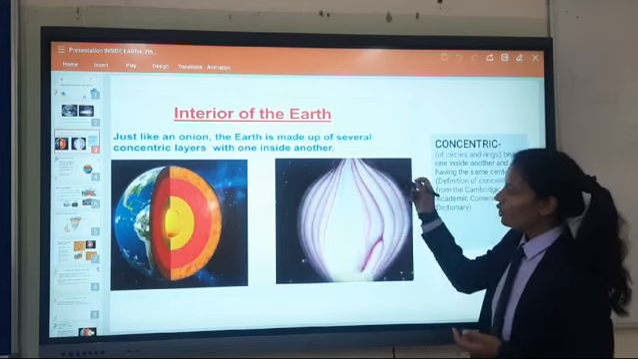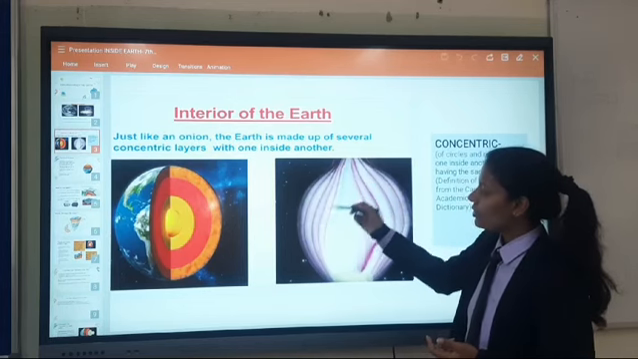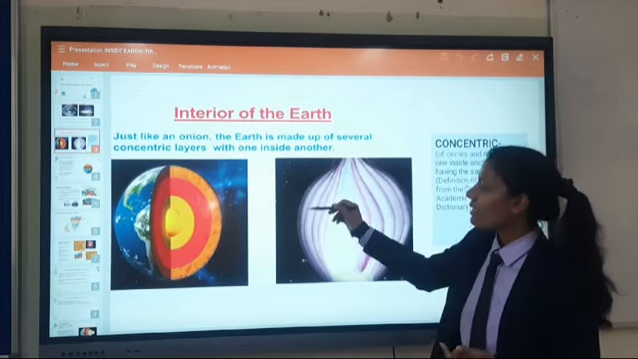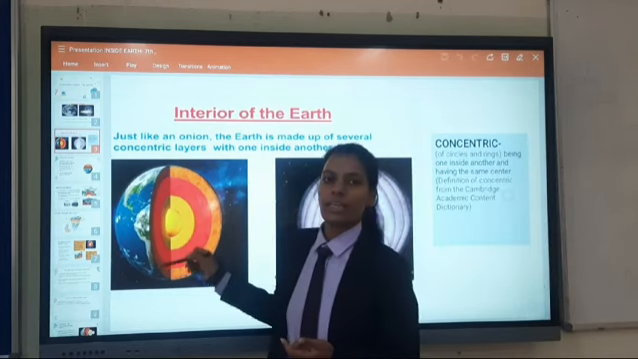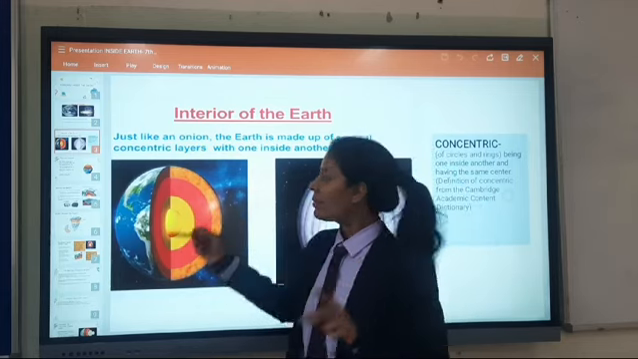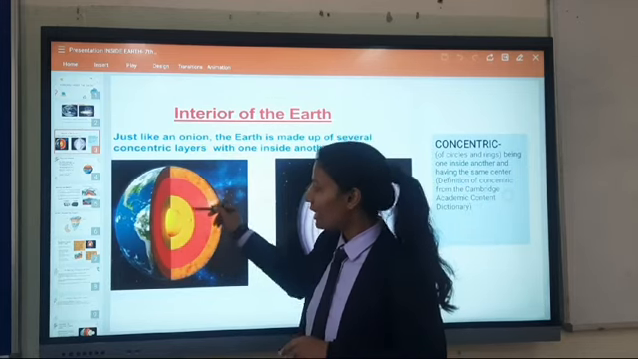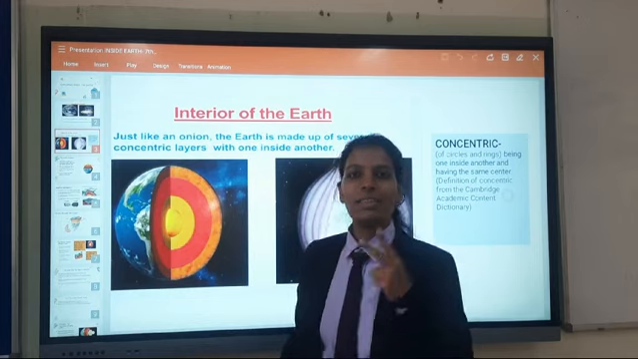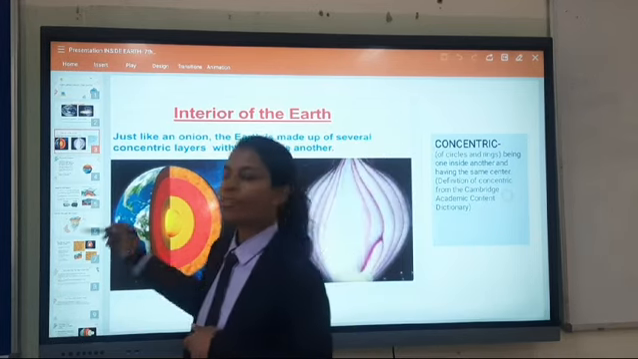You can see this picture, this is layer after layer. Same way earth is there, the first layer is the crust. The outermost layer of the earth is the crust, and after that it is the mantle, and the inside part is the core. Core is divided into two sections, we will study in the further lecture.